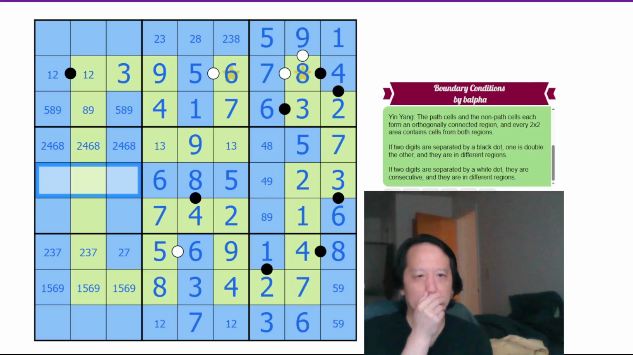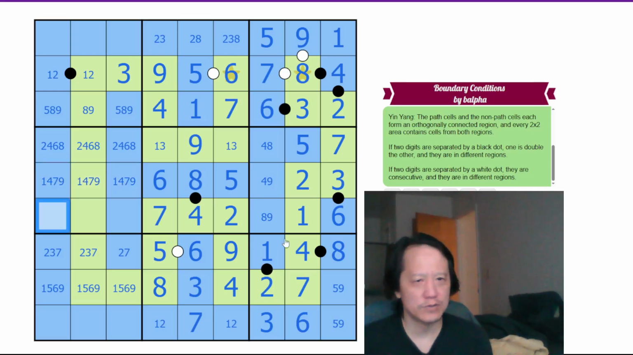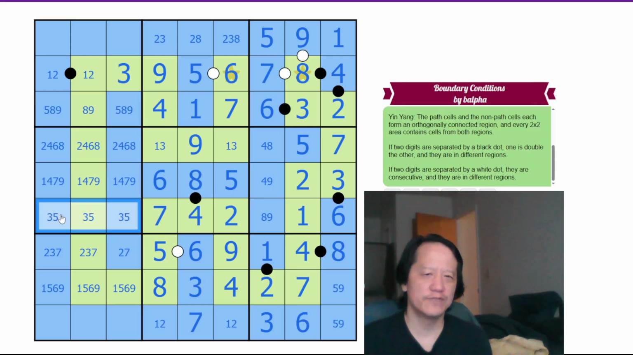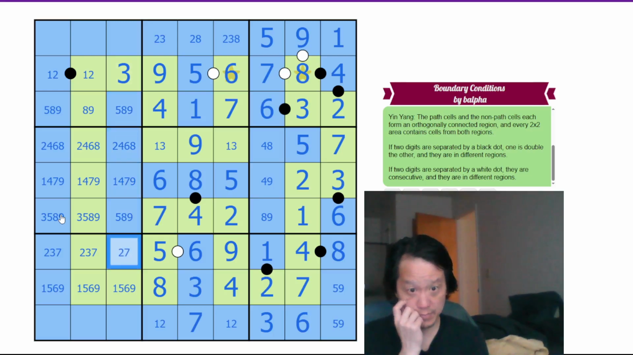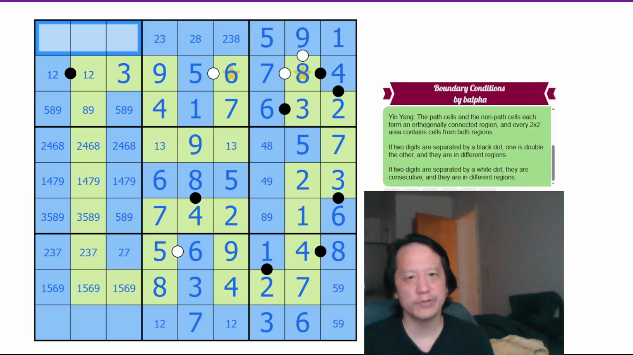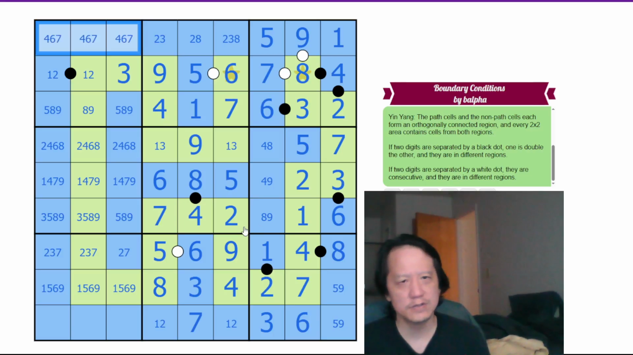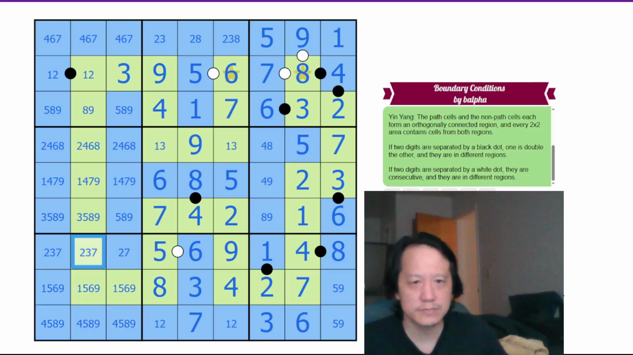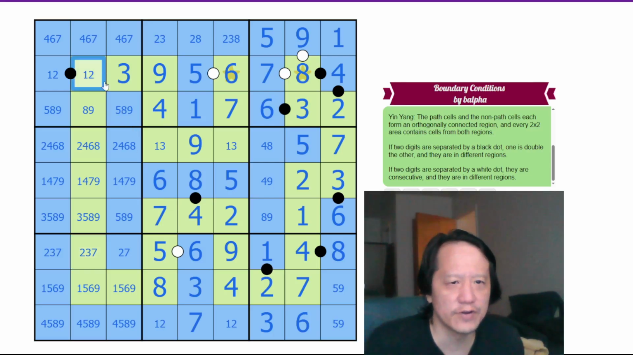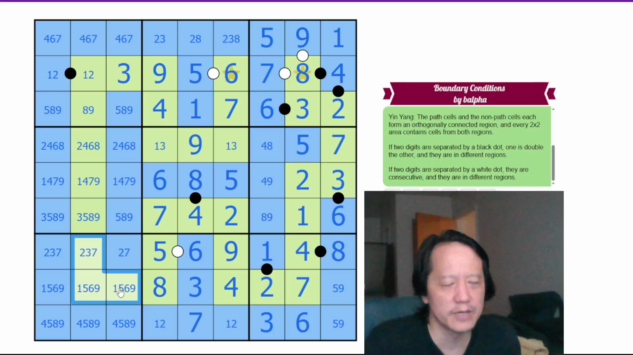Remaining digits of row 5. We have 1, 4, 7, 9. Row 6, we have 3, 5, 8, 9. No 3 here because of 3 in the column. Remaining digits of row 9. Actually, let's do row 1. We have 4, 6, and 7. Now row 9, we have 4, 5, 8, and 9. So then we just have to figure out these sums adding up to 13.